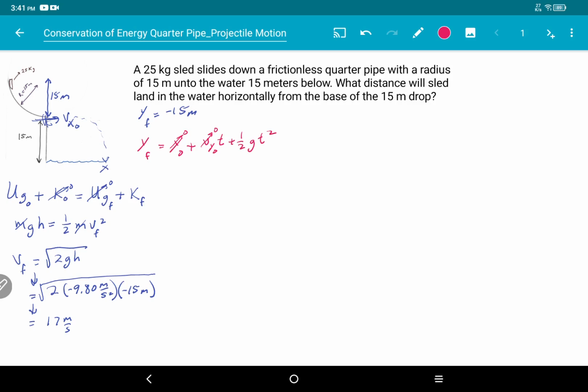Well, solve for t, we're going to have the square root of 2 y final divided by g. Let's put in our values to get a time. So negative 15 meters over negative 9.80 meters per second squared, square root that, and we're going to get a time of 1.7 seconds.